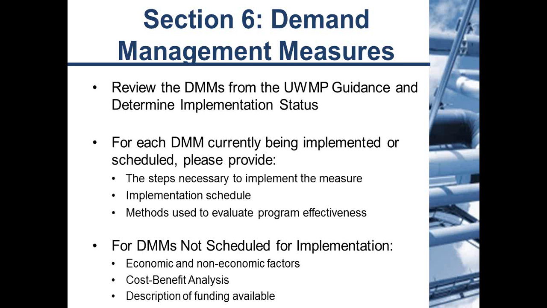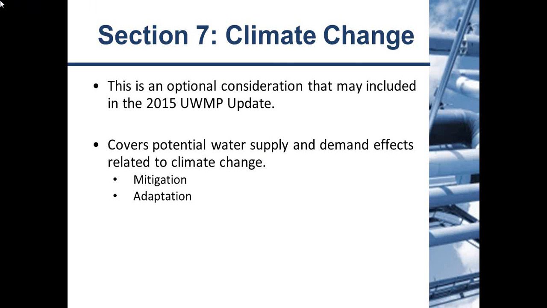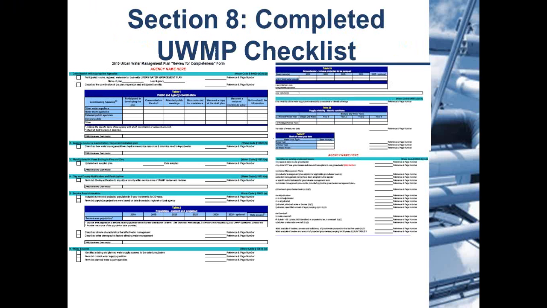And Section 8, we have the completed Urban Water Management Plan checklist. This is more of a self-audit. It fills in any gaps. Again, this is optional, but we suggest it. This additional support can be helpful in expediting the DWR's review of your Urban Water Management Plan. And now I'll hand it over to Tim Lee to talk about regulatory changes since 2010.